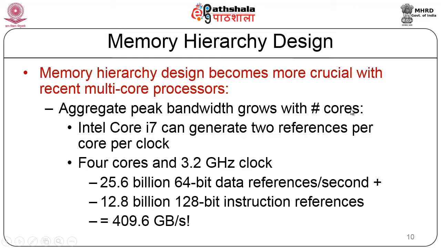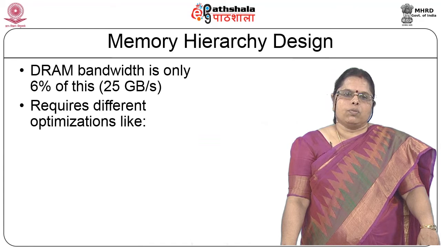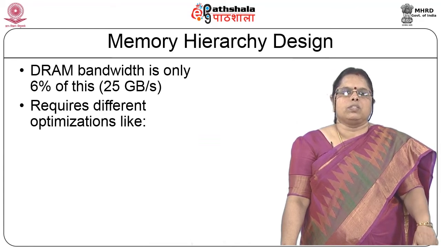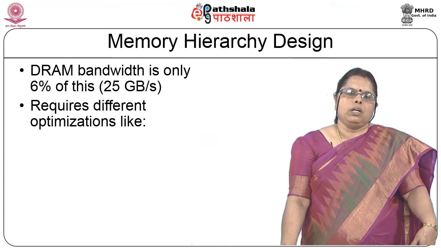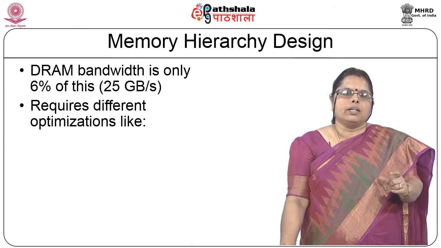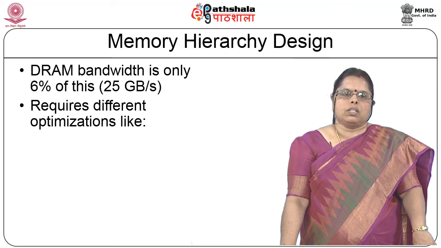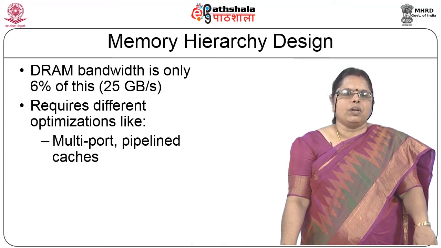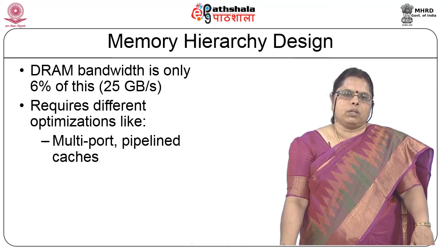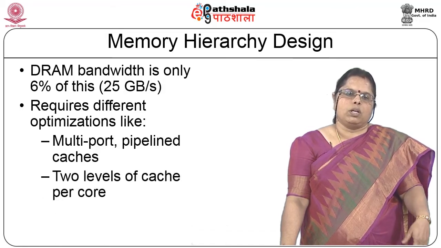So, that is the bandwidth requirement if you are looking at 4 cores and you are assuming that the cores are operating at 3.2 gigahertz. But what is available today for your DRAM bandwidth is only 6% of this total bandwidth requirement, which is about 25 gigabytes per second. So, that indicates the disparity between the memory systems and the processor. So, we need different optimizations to be performed on memory devices, like multi-porting the memory devices. So, you have multi-ported memory.